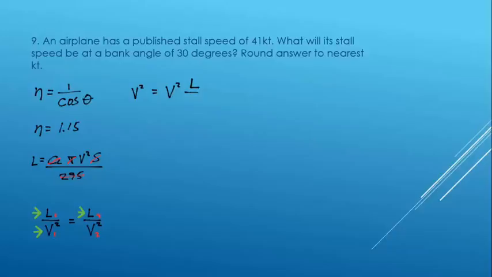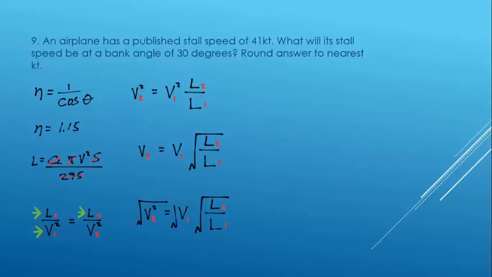Set it up. Solve for the second velocity. Clean up the formula. Substitute in the values. And we wind up with a new velocity of 44 knots. So at 30 degrees of bank, the stall speed will go from 41 knots to 44 knots.